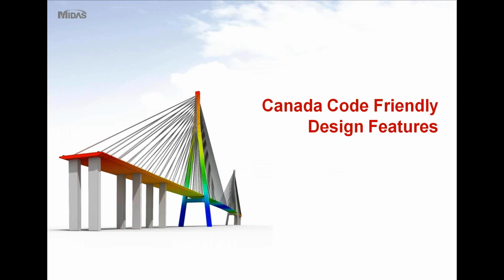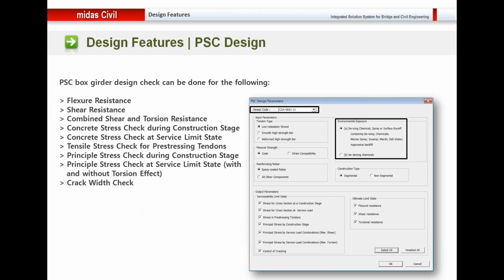Now let us see how the Canadian code has been implemented for design in Midas Civil. So first of all, let me talk about the pre-stressed concrete design features. Very recently in Midas Civil, we have introduced the design feature for pre-stressed concrete, and here you can select the design code, you can select the Canadian design code, and you can obtain the check for the following.